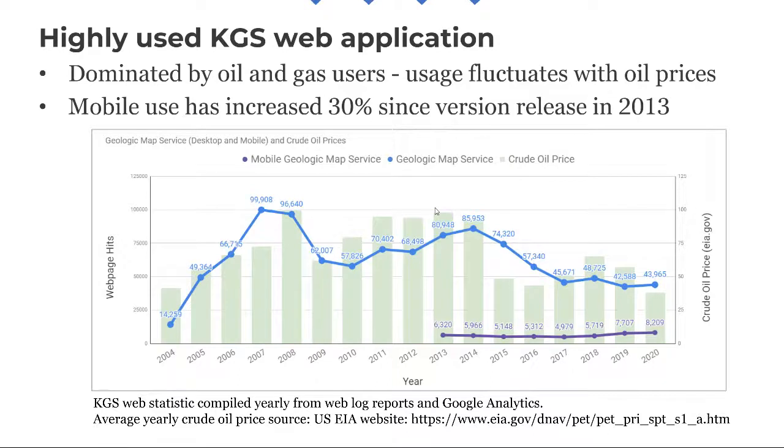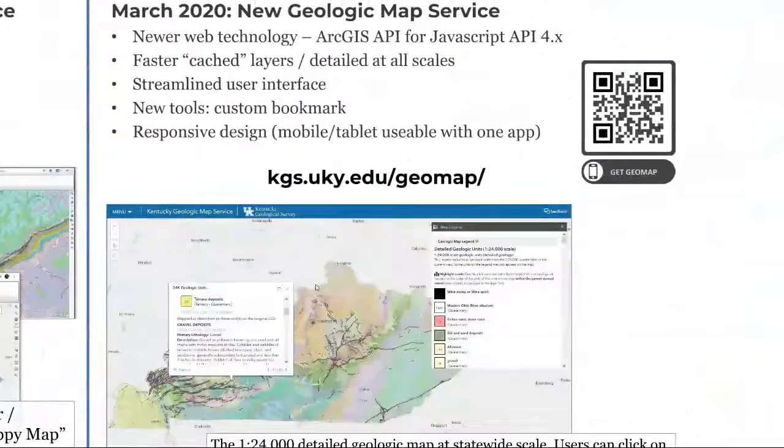But we do have a steady use of the service from other types of users, including from industries such as consulting and mining, education, and the general public. And we know this from our web stats and from the feedback that we get. I also plotted mobile usage on here. It's a bit washed out by the regular version line, but its usage has increased about 30% since we released this application in 2013.